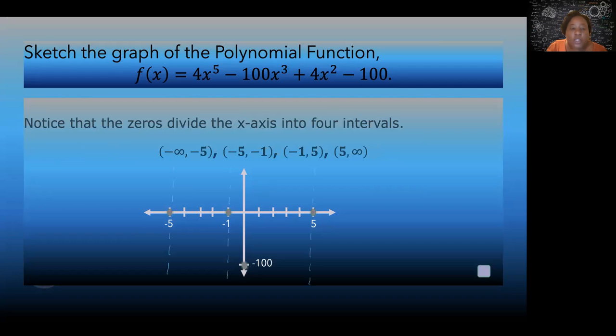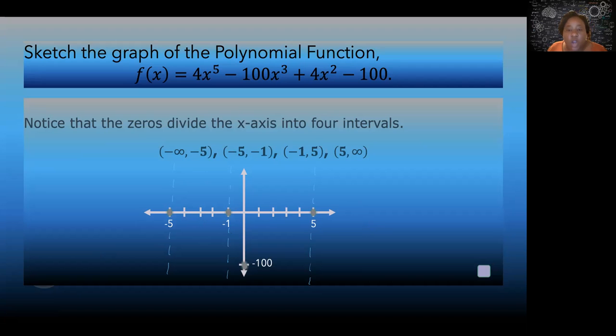So notice that the zeros divide the x-axis into 4 intervals. To the left of -5, we have the interval -infinity to -5. Between -5 and -1 would be an interval. Between -1 and 5 would be an interval. And between 5 and infinity would be an interval.